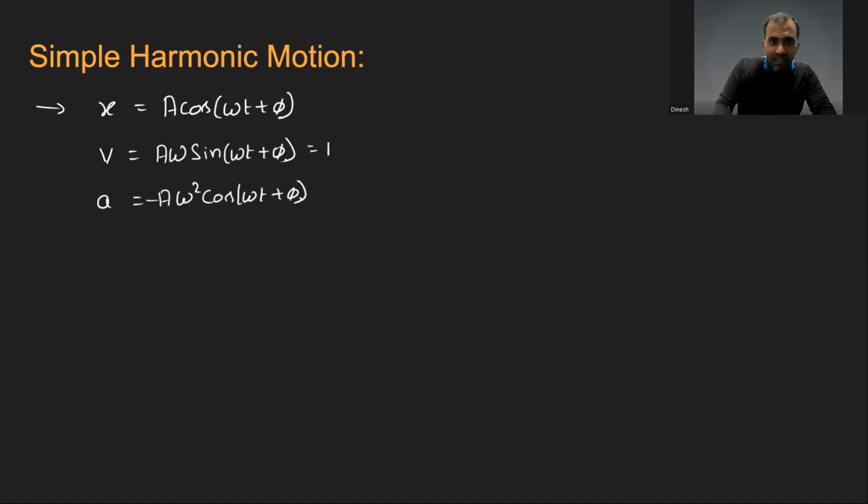So can we write it as A omega into sine theta, or sine square theta plus cos square theta? Can we write it as 1? Which means, can we write sine theta as under root of 1 minus cos square theta, or cos theta as under root of 1 minus sine square theta? Is that okay? I hope this part should be easy. From this we got this. Now, can we write sine as under root of 1 minus cos square of omega t plus phi?